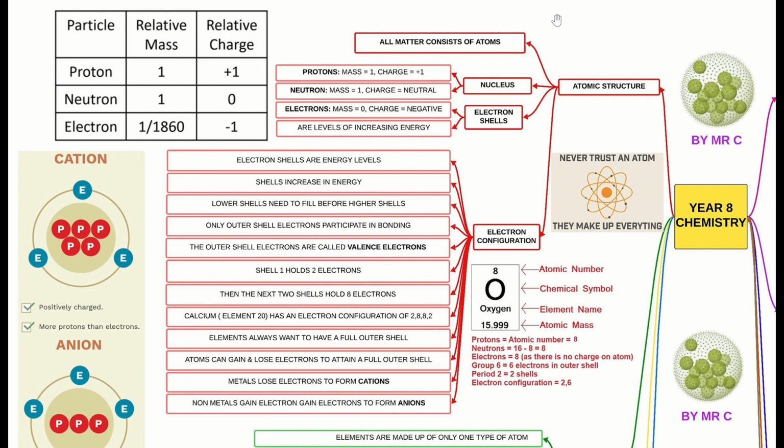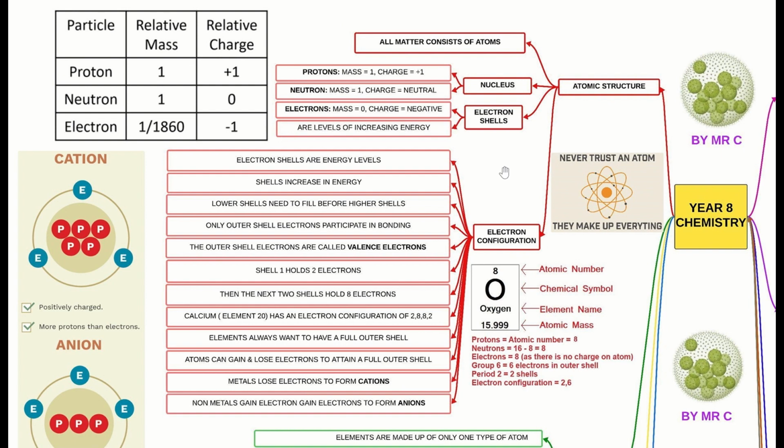Right? Inside the nucleus, we put the protons, which have a mass of 1 and a charge of +1. We've got neutrons that have a mass of 1 and a charge that is neutral. And we have electrons that have next to no mass with a negative charge. And the electrons are found in electron shells that increase with energy. Here we have a diagram or a table to summarize these subatomic particles.